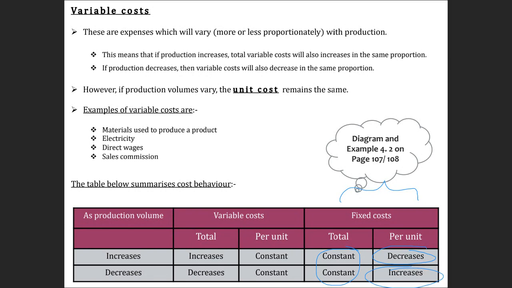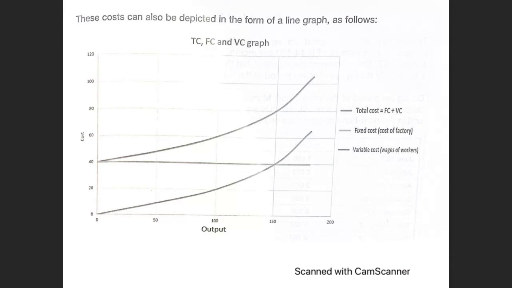So let's have a look, very quickly, at the diagram on page 109 of your textbook. I will project it here for you as well. Just a quick visualization of your costs. So here is what it looks like. So this is just a graphical illustration of your fixed and variable costs as well as your total cost. So it says these costs can also be depicted in the form of a line graph as follows.